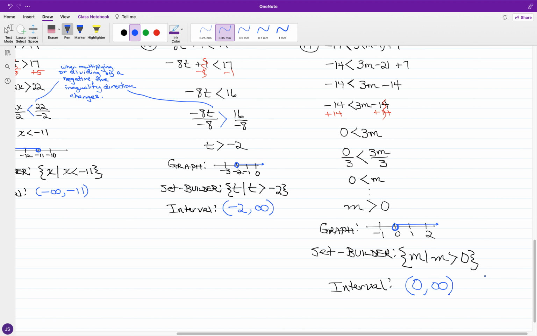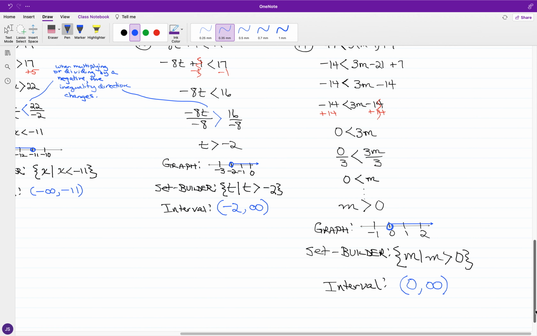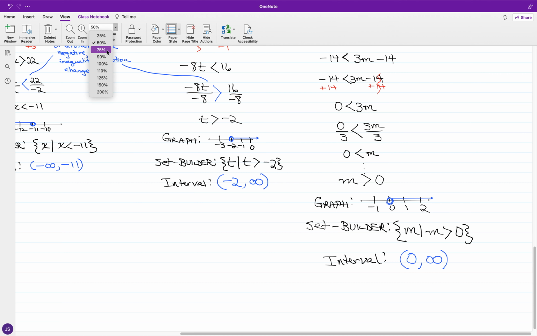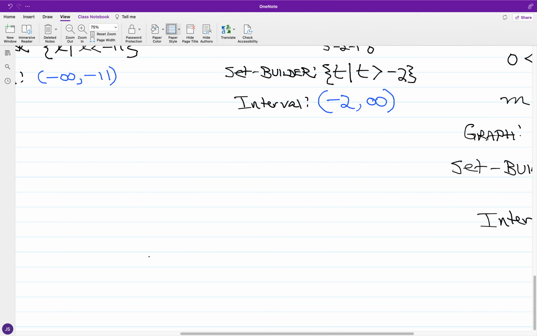All right, and now for this part, we're going to have absolute value come into the mix for inequality statements. Just last week, we looked at absolute value and absolute value equations. Now we have this tying in with inequalities.